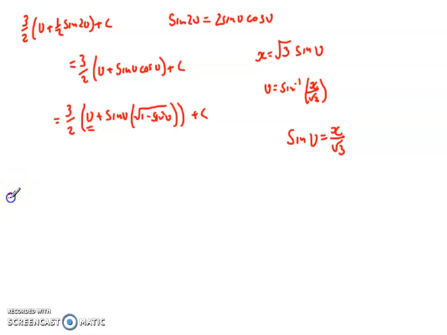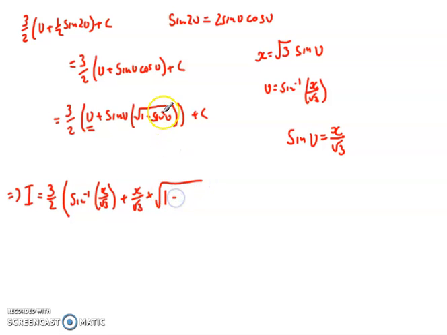So what I can then do is say, therefore, let's call it I, my integral. That's going to equal 3 over 2 bracket sine minus 1 of x over root 3 plus, well, sine u is x over root 3 times the square root of 1 minus sine squared u. If sine u is that, sine squared is x squared over 3. Close bracket. I've then got a plus c.